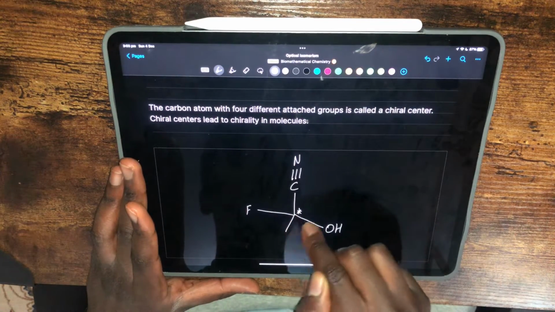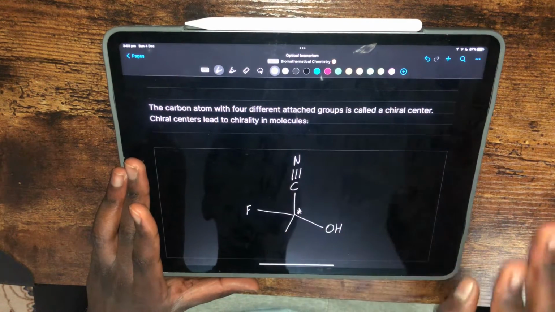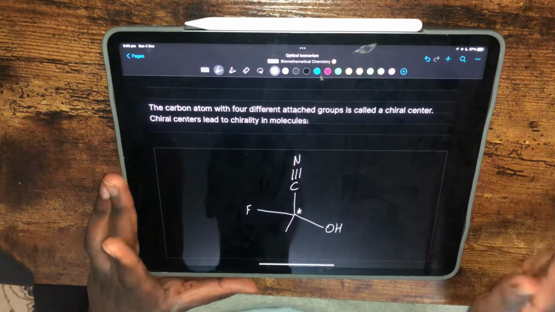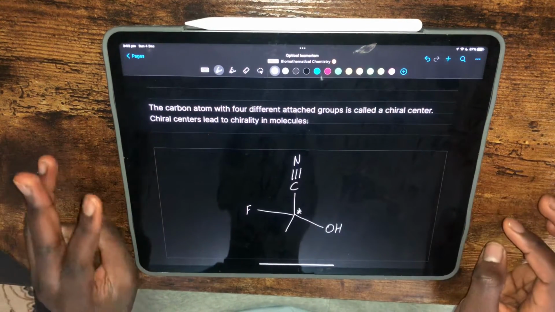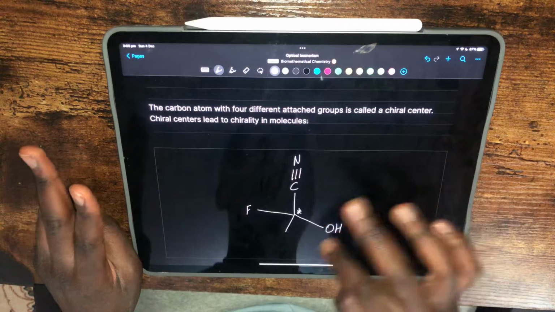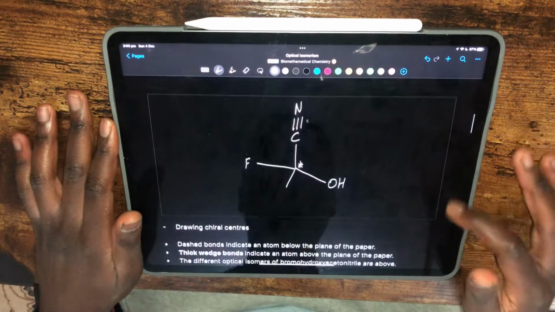This carbon atom, bonded to these 4 different substituent groups, is called a chiral center, and therefore this molecule is considered to be chiral. If it was 3, it wouldn't be considered chiral. If it was 2 different groups, no, it has to have all 4 bonds different, right?